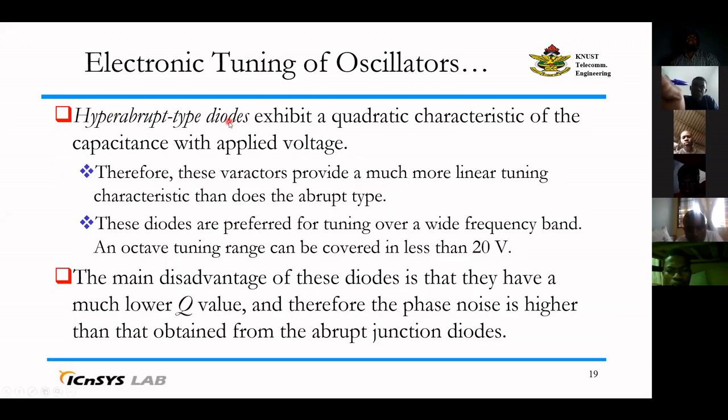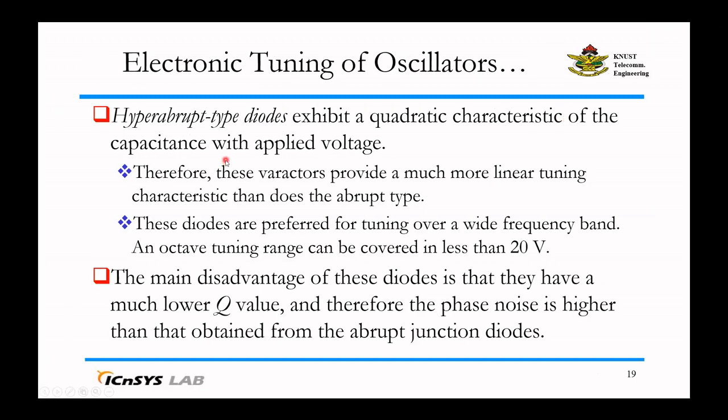The hyper-abrupt type diodes. This one exhibits a quadratic characteristic of the capacitance with applied voltage. So the applied voltage, as it is changing, will actually result in very high capacitance. And again, it provides a wide frequency range as a result. So these diodes are preferred for tuning over a wide frequency range, because the increasing of the frequency with respect to the capacitance is of quadratic nature, that is, it's squared. So you increase the capacitance by 2 and the frequency can be increased by what? 4, because of the squared nature of it.